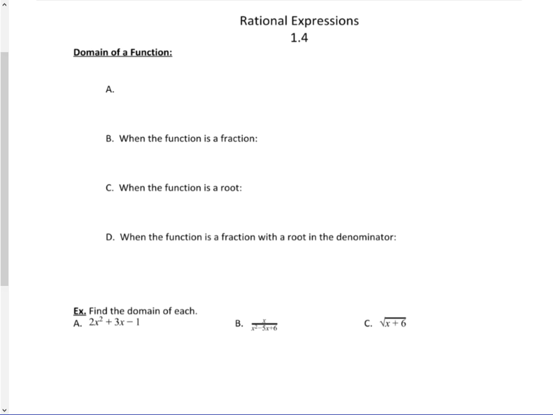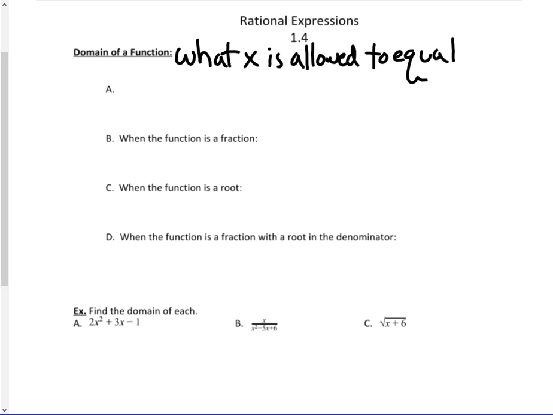And in order to do so, we first have to talk about what the domain of a function is. So the domain of a function is what x is allowed to equal. It's basically all the possible x values that you can plug into an equation, and nothing bad's going to happen. Your calculator's not going to go error, error, error. It's going to be all good.